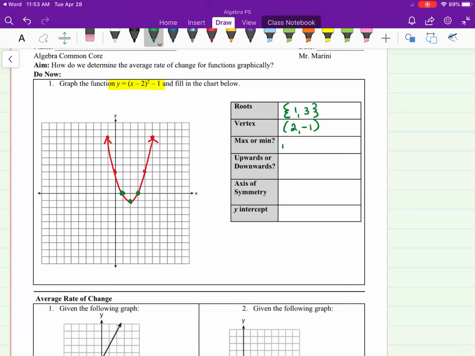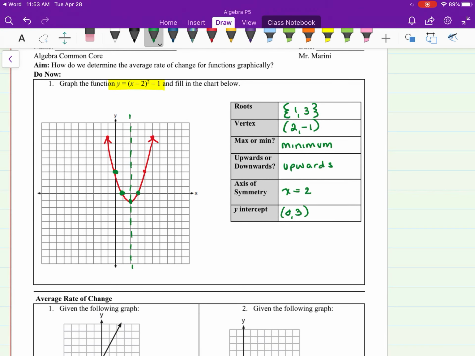Is that a maximum or a minimum? Well, it's at the bottom, so it's a minimum. Upwards or downwards? Well, this graph looks like a U. It's not upside down, so we're going to say this is upwards. Axis of symmetry is that line that goes down the center. And remember, that has an equation, and it's always in the form of x equals, so that's x equals 2. And the y-intercept is where the graph crosses the y-axis, which is there at (0, 3).